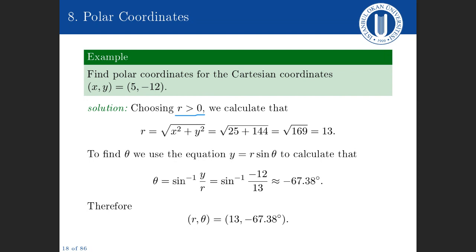And then I'm using the formula r squared is equal to x squared plus y squared, or r is the square root of x squared plus y squared. Put the numbers in and I find that r is 13. Next, I need to find an angle. And to find the angle, I'm going to use the formula y is equal to r sine theta.